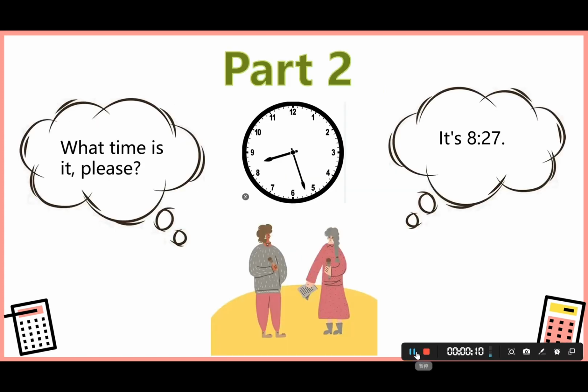But how do we express it when the time is not the whole hour? Here comes part 2. When the time is not the whole point, we can read every number to express the time in English. That is, we can say the numbers in the time in order, such as, it's 8:27 now.